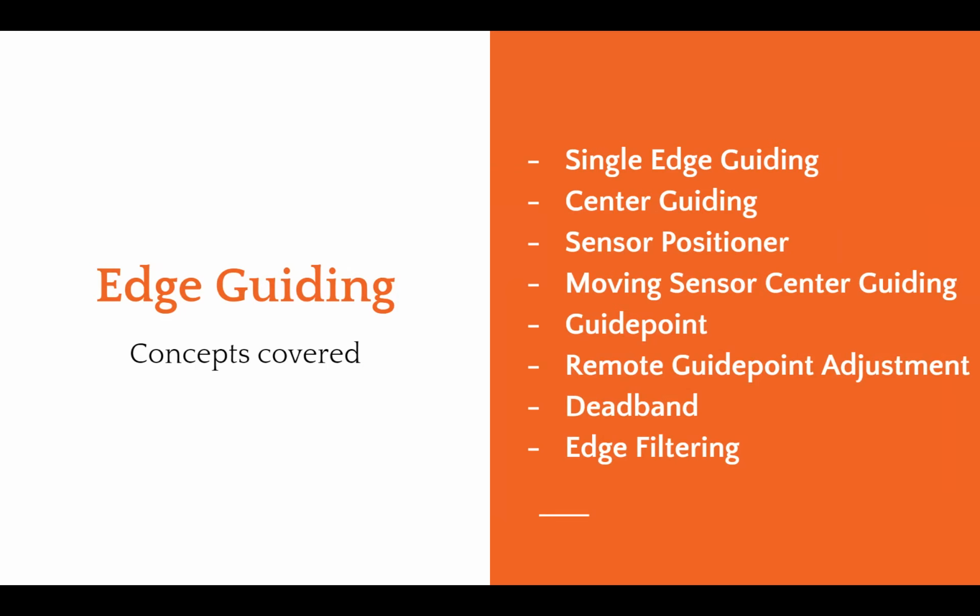Okay, so the current technology with respect to guiding involves a concept called guide point. We'll talk a little bit about guide point, and then we'll also talk a little bit about remote guide point adjustments. This is needed for coordination between different web guides. And then we'll also talk about a couple of different concepts called deadband and edge filtering. So that's the quick overview of what we're going to look at in edge guiding. We're also going to look at other things related to line guiding, as well as what are some of the issues with both of these techniques.